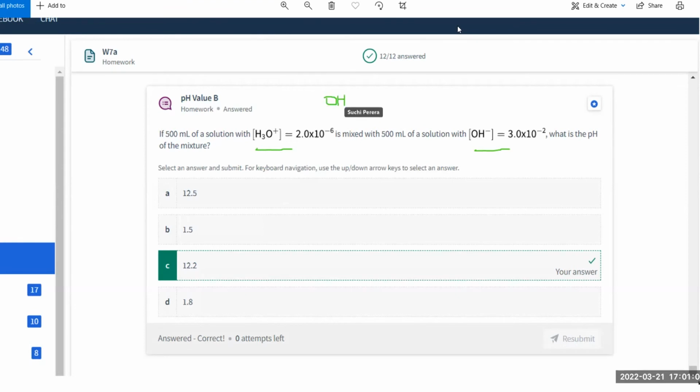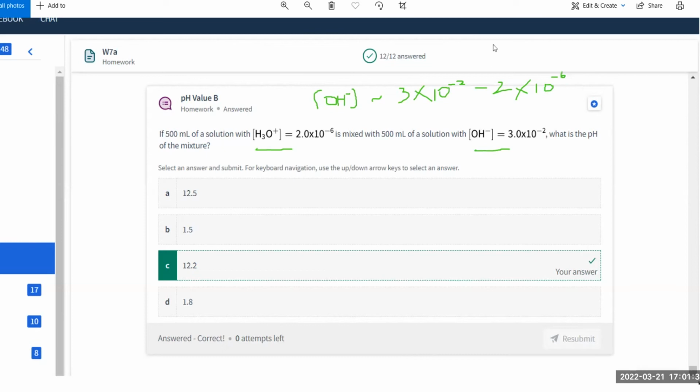And that excess concentration of OH minus must be roughly equal to 3 times 10 to the power of minus 2, minus 2 times 10 to the power of minus 6. Do you agree? Yes, I think that's how I did it. Yeah, that is totally fine.